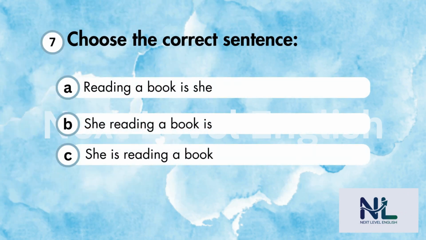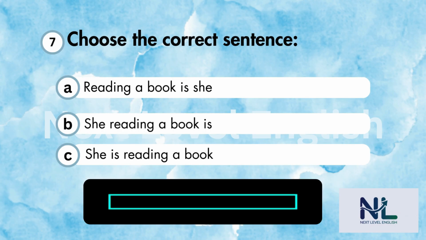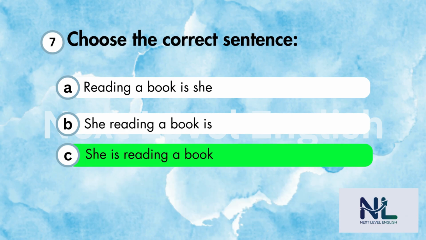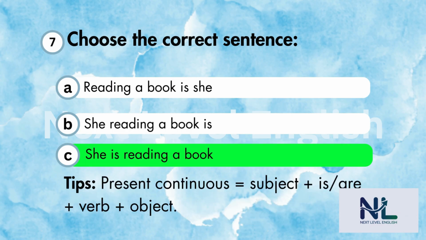7. Choose the correct sentence. She is reading a book. Tips: present continuous equals subject plus is or are plus verb plus object.